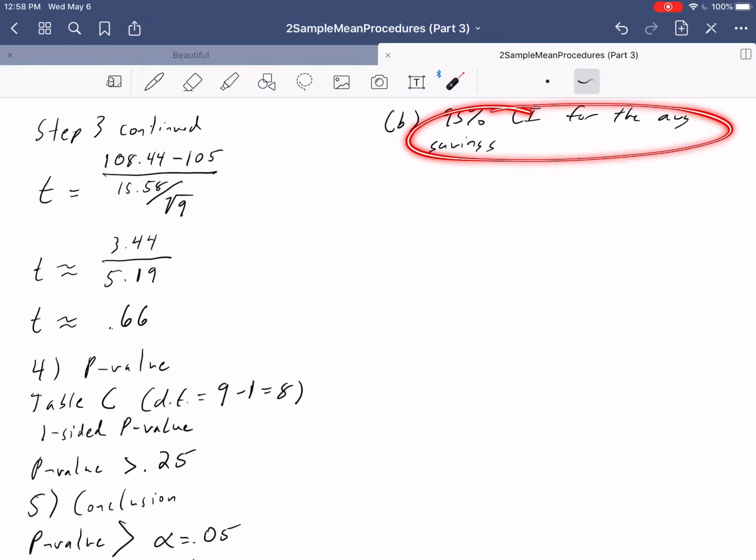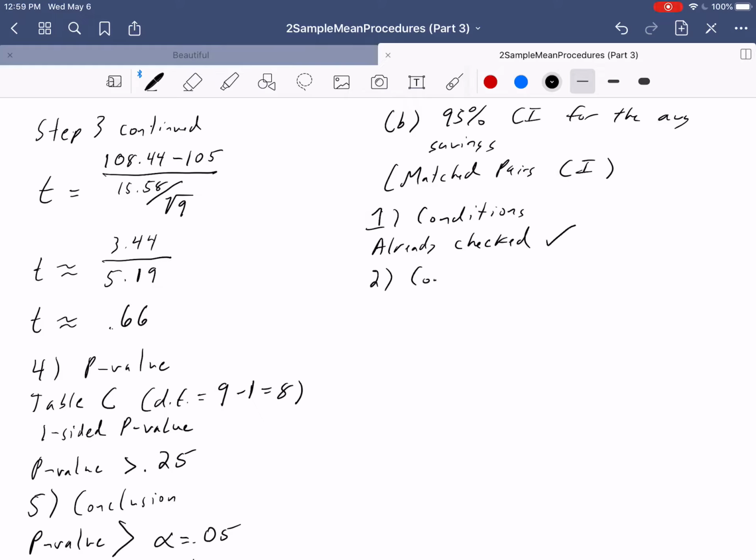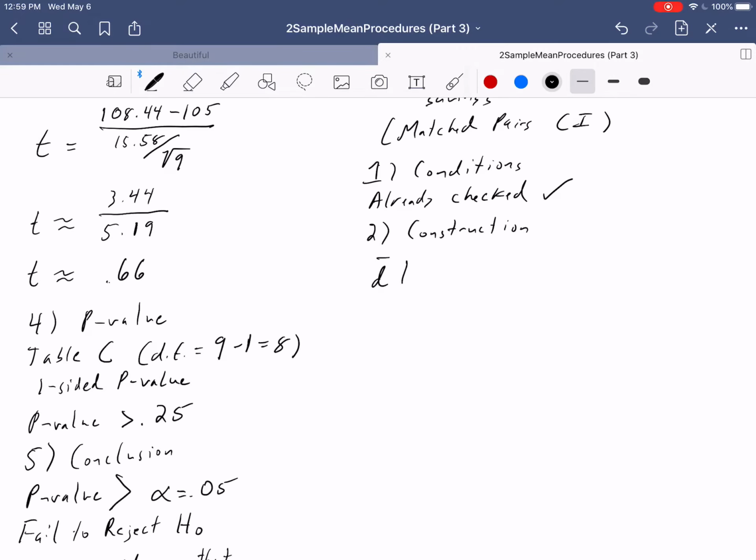So we're going to build a 95% confidence interval for the average savings. This will be a matched pairs confidence interval because we're going to be using the same data here. So we'll first start with the conditions. Conditions for the matched pairs confidence interval are the same as for the matched pairs hypothesis test, so they're already checked. Then we can move on to the construction. The formula for the construction is going to be d bar plus or minus t star sd divided by root n. So 4 things here: d bar, sd, n, and t star.